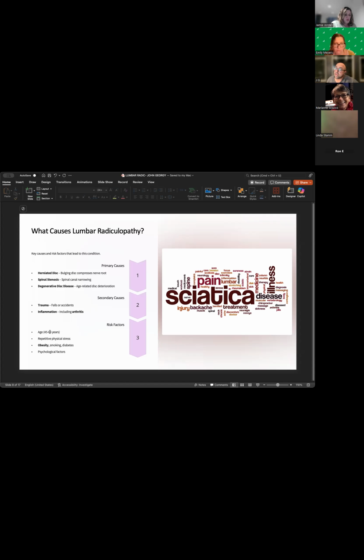Risk factors are age between 45 to 64, but that's not always the case. It definitely can happen far younger than 45, far younger. And repetitive physical stress, such as construction workers or any type of physical manual labor, even shoveling the snow. These things like that I see a lot. Obesity, smoking, diabetes, and then the physiological factors.